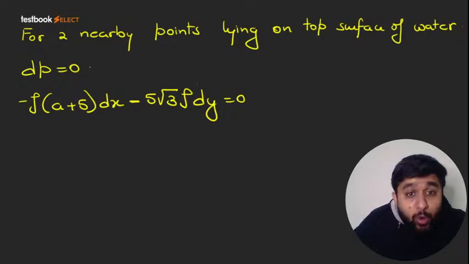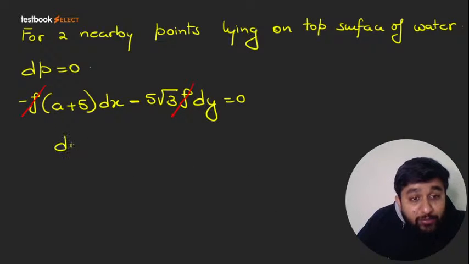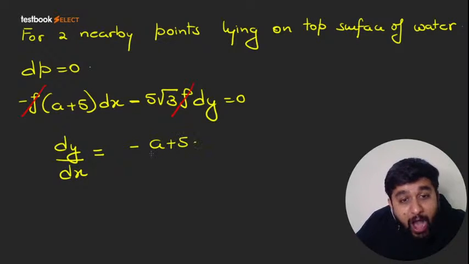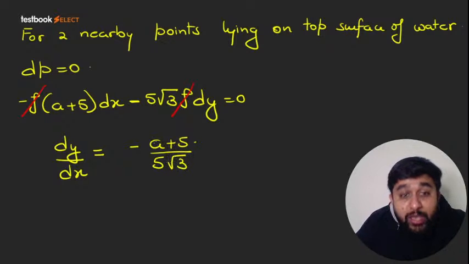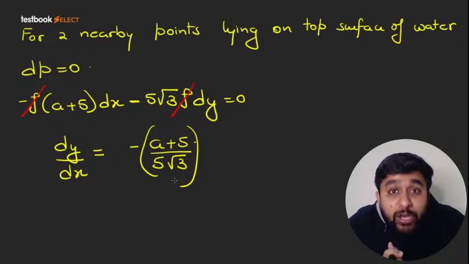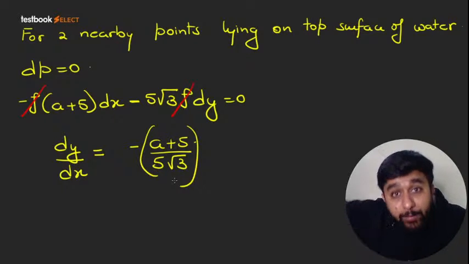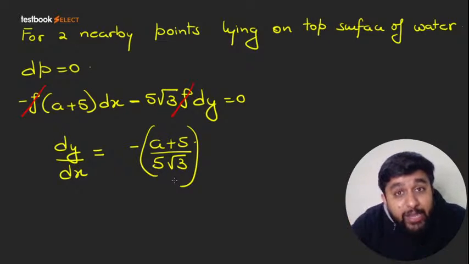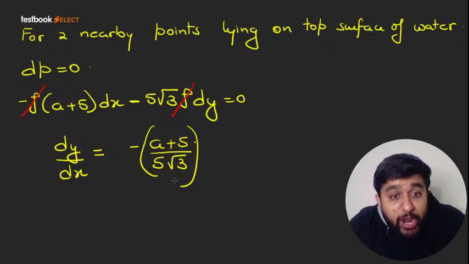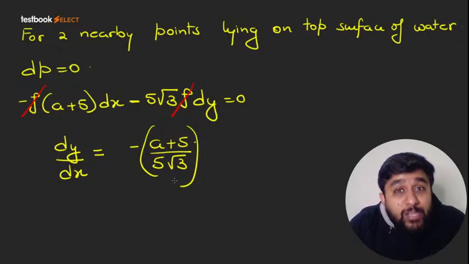Now check, rho is a common term. So dy by dx, that will be equal to minus a plus 5 by 5 root 3. So this is the slope of top surface of water. What is this? This is the slope of top surface of water. So if the water is moving up the inclined plane, the plane has an angle of 30 degree and the acceleration of the container is constant. So this is the slope of top surface of water.